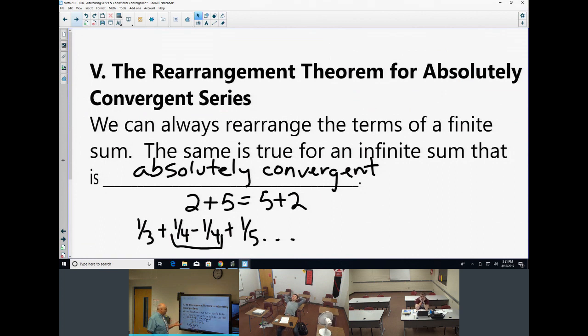So remember how when we were testing for convergence and we were looking for clusters that would add up to 1 or add up to a half or whatever, and the clusters kept getting bigger? This is saying we can do that. That's a legal move, that we can rearrange the terms so that they can cluster together. So that's the rearrangement theorem. And so if we're trying to prove something's absolutely convergent, that's a legal move.